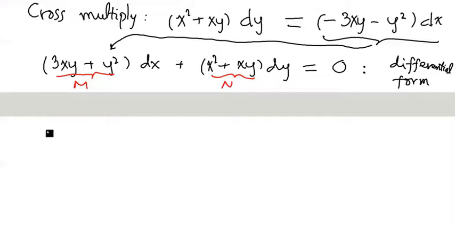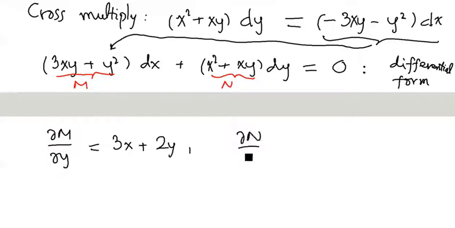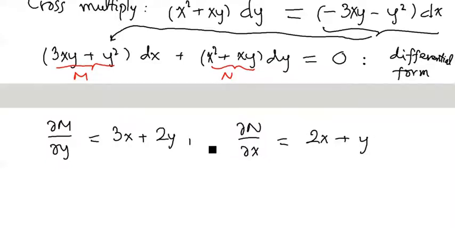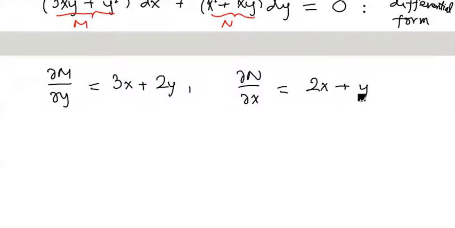Let's compute partial M, partial y. We take the derivative in the y variable. We have 3x plus 2y, and then partial N, partial x, we have 2x plus y. These two are different, right? So the equation is not exact.